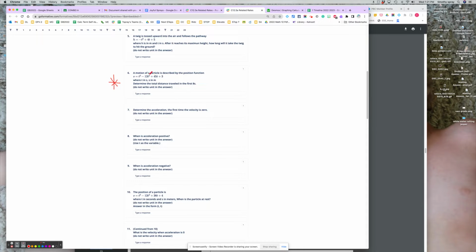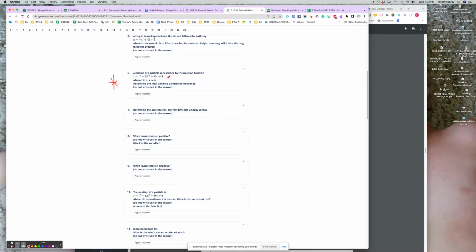So here's the question. A motion of a particle is described by a position function as noted, where t is in seconds and s is in meters. Determine the total distance traveled. So I encourage you to stop the video and try this problem, get stuck or get it, and then check back with the video. Okay. All right. Again, I hope that you have tried this on your own and you're not just watching. Otherwise, you will miss what was hard about this problem.